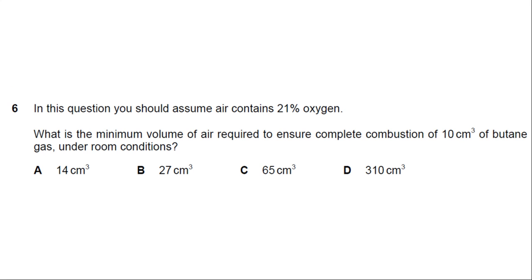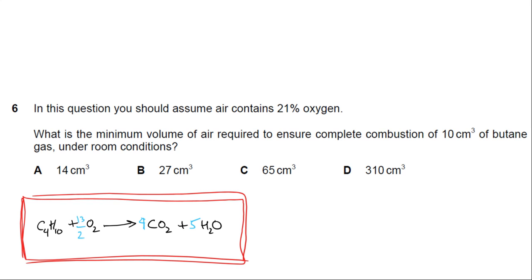Moving on. Question number 6. Air contains, we need to assume, 21% oxygen, and it asks what is the minimum volume of air required for the combustion of 10 cubic centimeters of butane. Here is the balanced equation for this reaction. We have butane, oxygen, carbon dioxide and H2O.